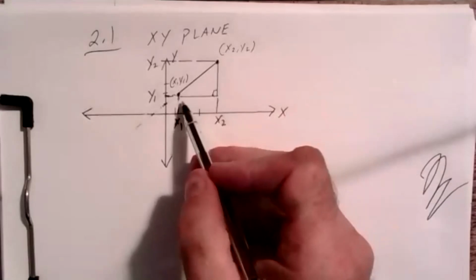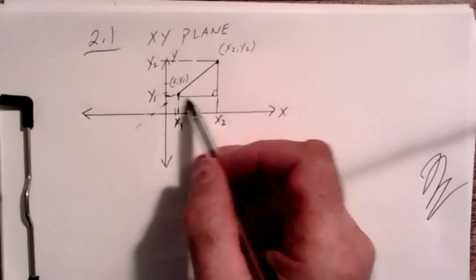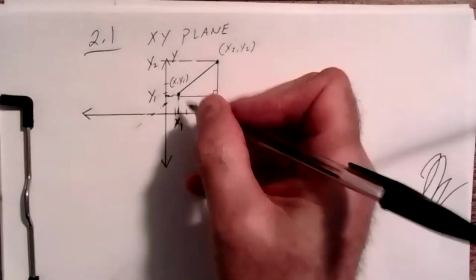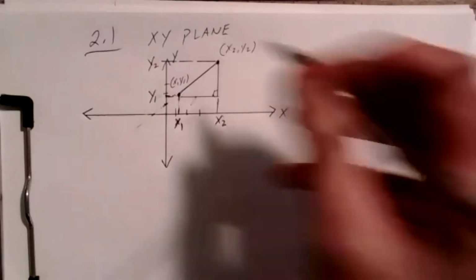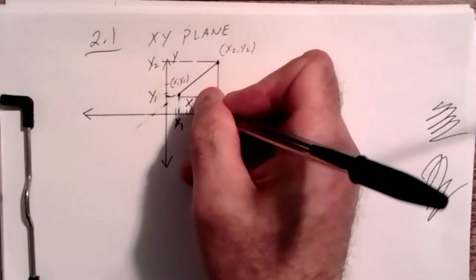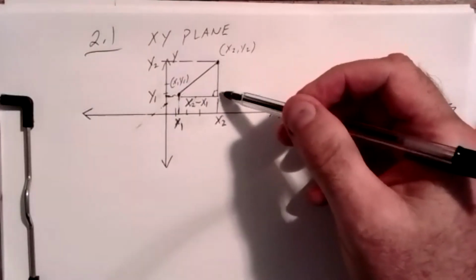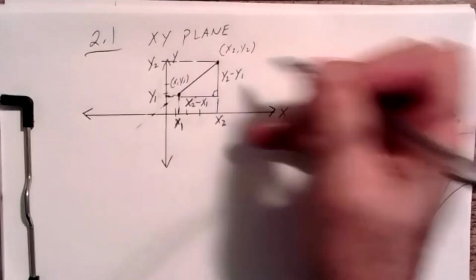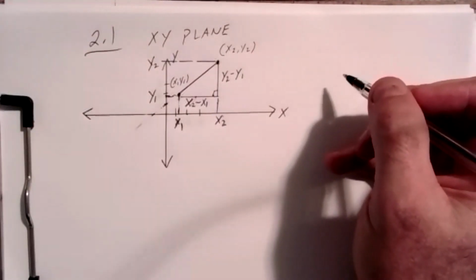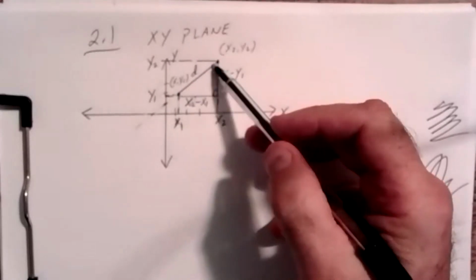All right, how do we find the length of this side of our right triangle here? Well, the length is just going to be the difference between the x coordinates. So we can denote that as x sub 2 minus x sub 1. The length of this side of our right triangle is the difference in the y coordinates. That's just going to be y sub 2 minus y sub 1. And therefore, ladies and gentlemen, to find the distance between these points, I'll call D.